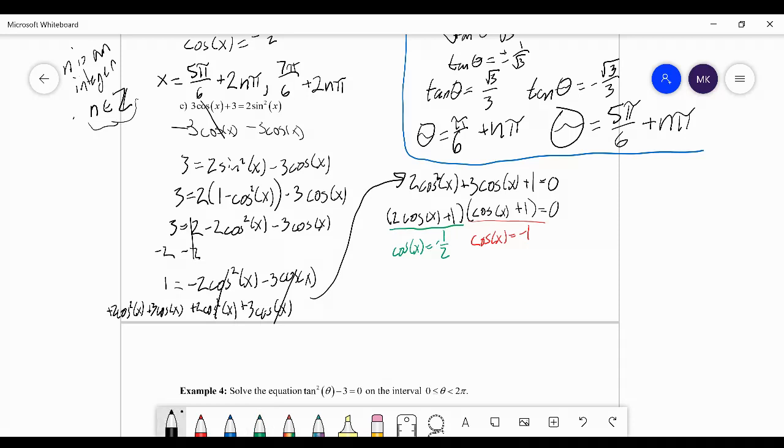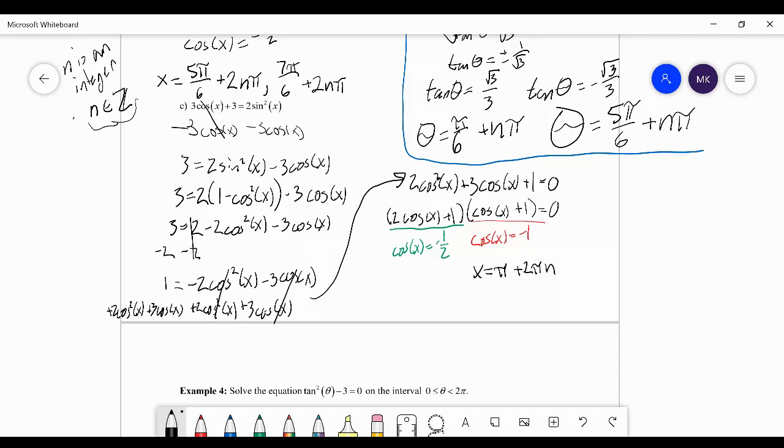So now we have 2 equations. We can go to our unit circle, we can get our solutions, and it's really, really easy. Cosine x equals -1 only one time, and that's only at pi. So that one's easy. X equals pi plus 2 pi n.